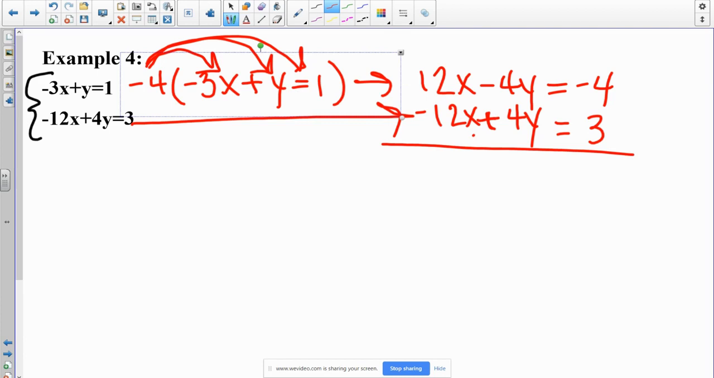I'm going to go ahead and add. And I notice, again, that the 12x plus a -12x cancels out the x's, so they're gone. -4y plus y, again, cancels out. So I end up with nothing again on my left side. I'm going to look at my right side. Well, -4 plus 3 is a -1. Well, this statement's not true. 0 does not equal -1. So since that's an untrue statement, that means my solution is no solutions.